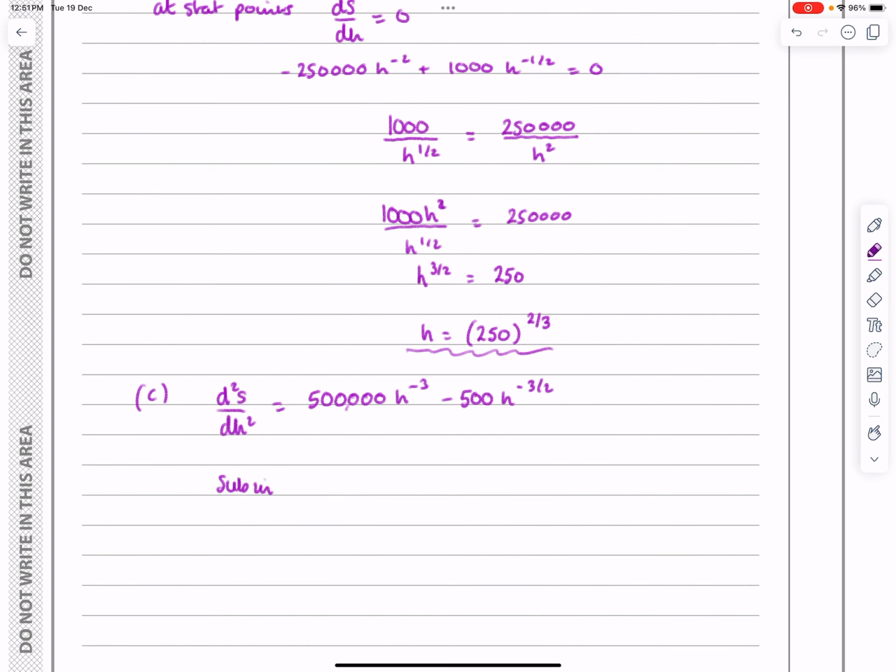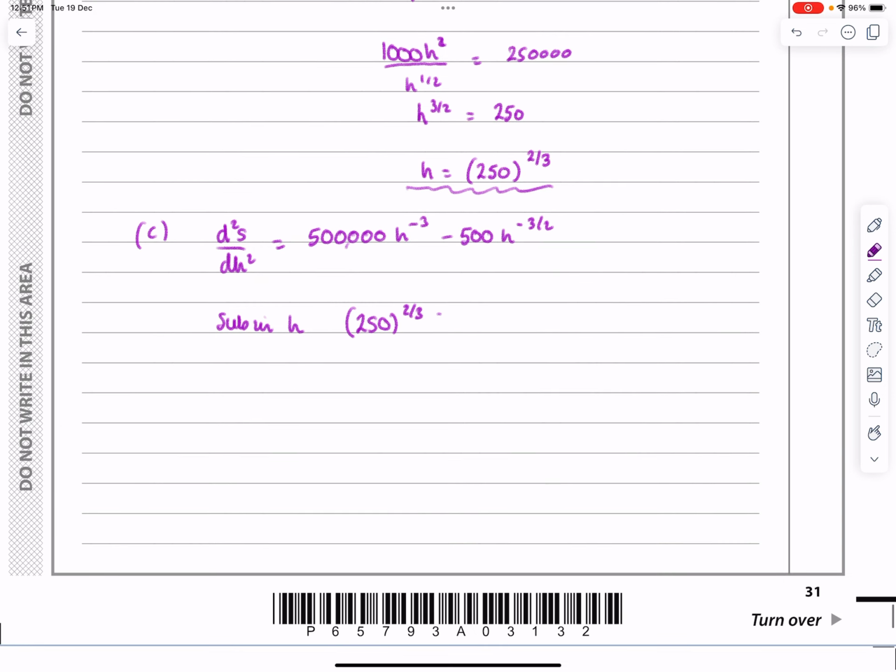I just need to sub in my value from before, which was 250 to the 2/3. So we're just going to plug that in now for both of those terms there. You're going to need to take some time to do that, but I've already previously done it. It works out to be 6. Don't care that it's 6. I do care that it's greater than 0. Therefore, it's a minimum.